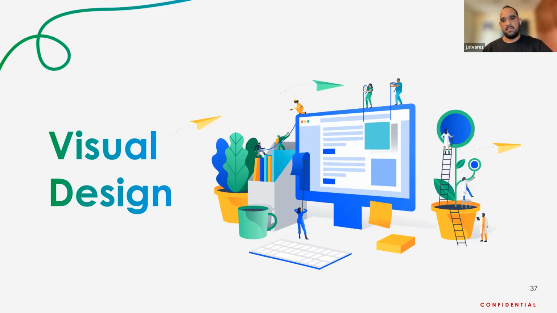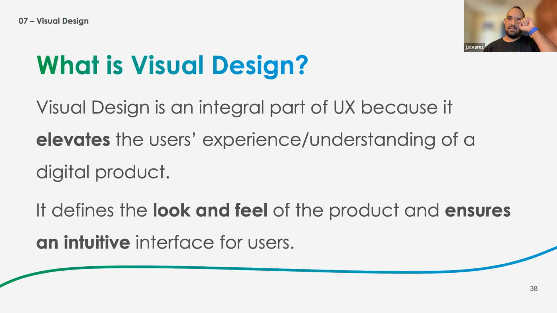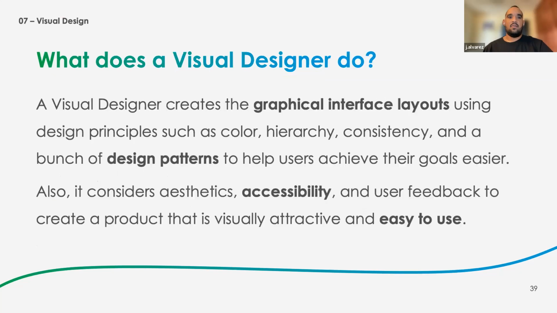In my case, I want to explain basically what visual design is. It's the most obvious, visual part of the entire UX process, because it's something you can see as a final product. Actually, when you, as a developer, receive a design from us, it's basically with the visual design applied. The visual design helps to elevate the user experience, or to understand better any kind of digital product, like a website, apps, etc. It defines the look and feel of the product and ensures an intuitive interface for the users.